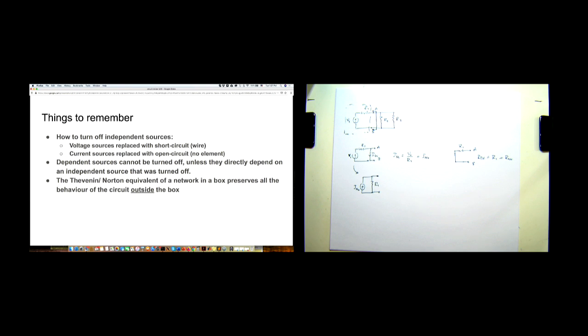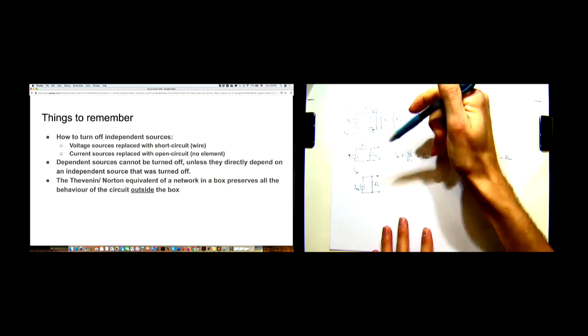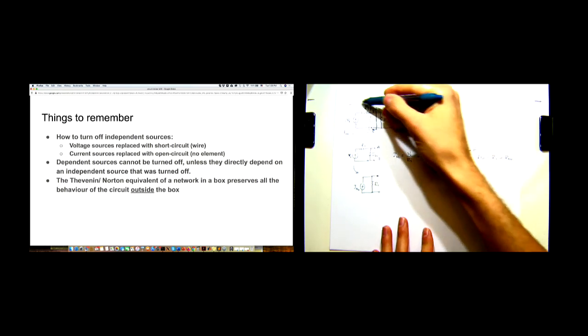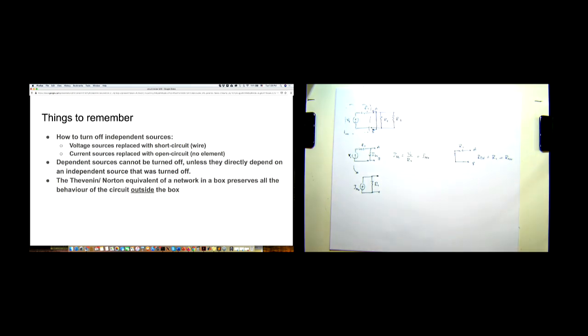Final note is that the Thevenin or Norton equivalent of a network preserves the behavior outside the box. In the question previously, we saw that the two parallel resistors remained there in the circuit. We just simplified or changed the form of the circuit to the left of A and B over here, right? So this portion of the circuit remained the same, and this portion was converted to a Norton equivalent.